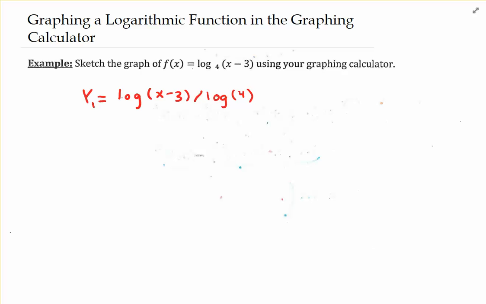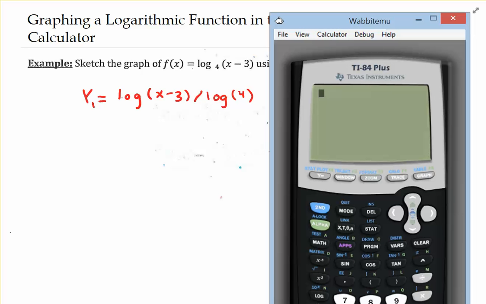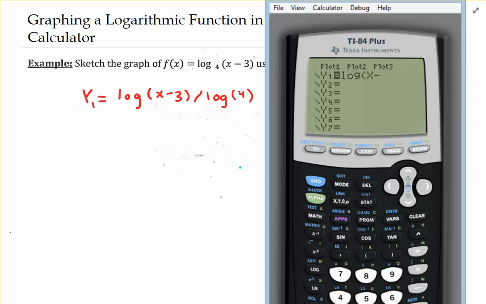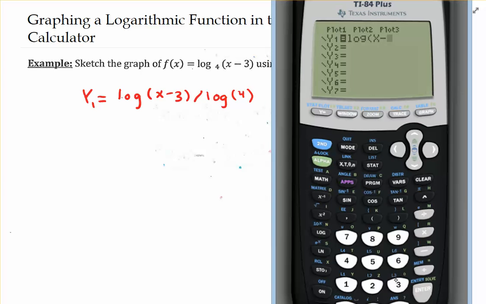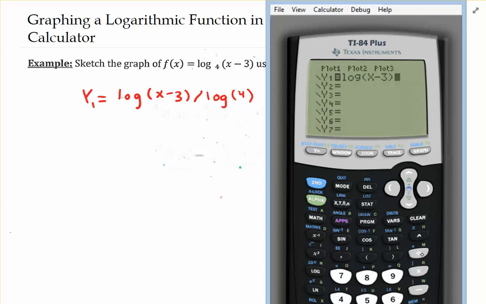Alright, but if we roll with this one, let me go ahead and pull up my graphing calculator. I'm going to go ahead and hit the y equals key. And in y1, we want to hit the log button. Now type x minus 3. Alright, be sure to close off the parentheses. Now hit your divide button. Press log again. Hit 4. Close off the parentheses.